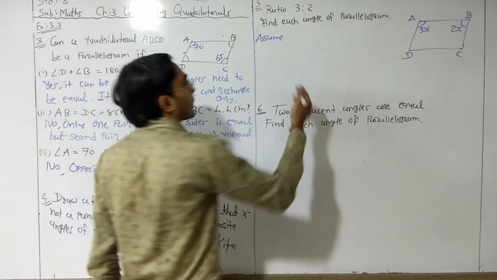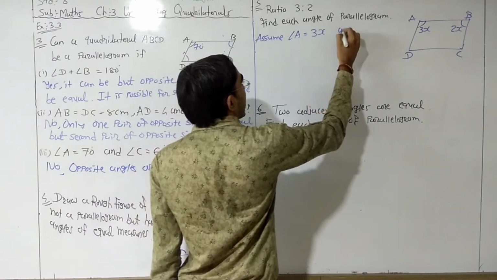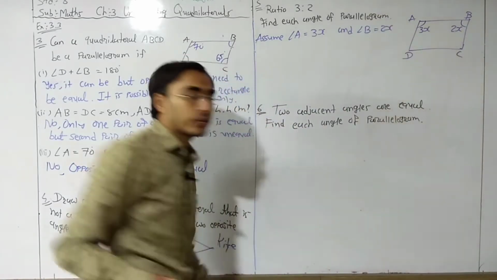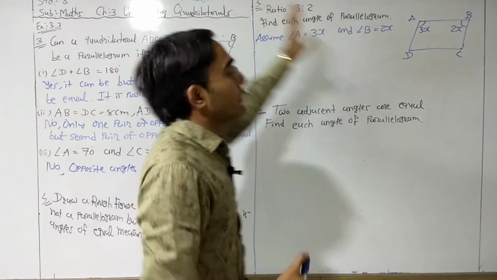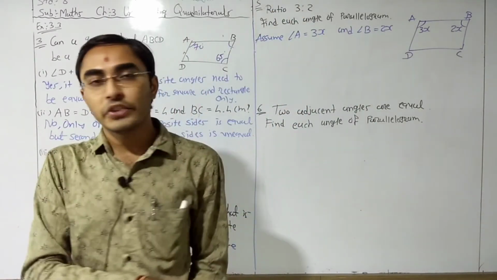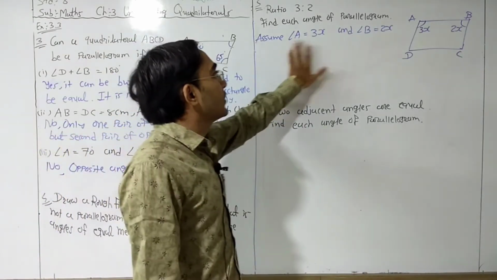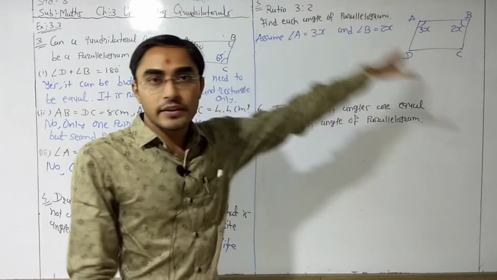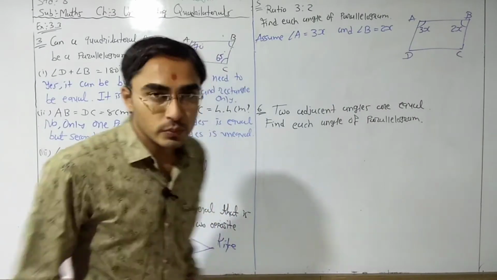Okay, so assume angle A is equal to 3x and angle B is equal to 2x. The ratio is given to us 3:2, so we need to assume the measurement of adjacent angles according to the ratio. So two adjacent angles A and B, 3:2, so 3x and 2x. So the ratio becomes 3:2.